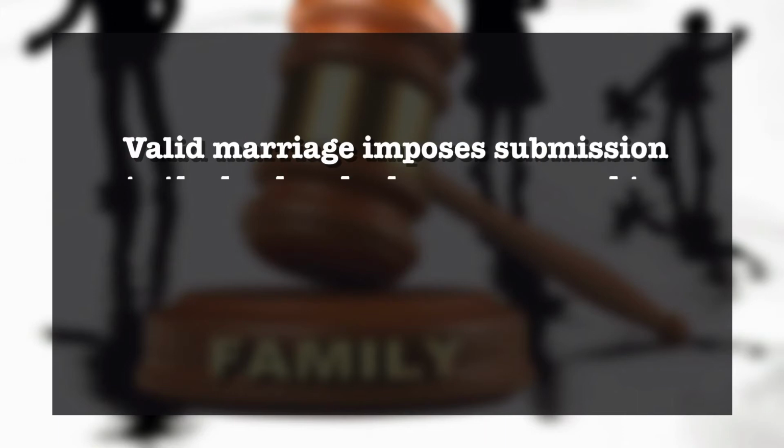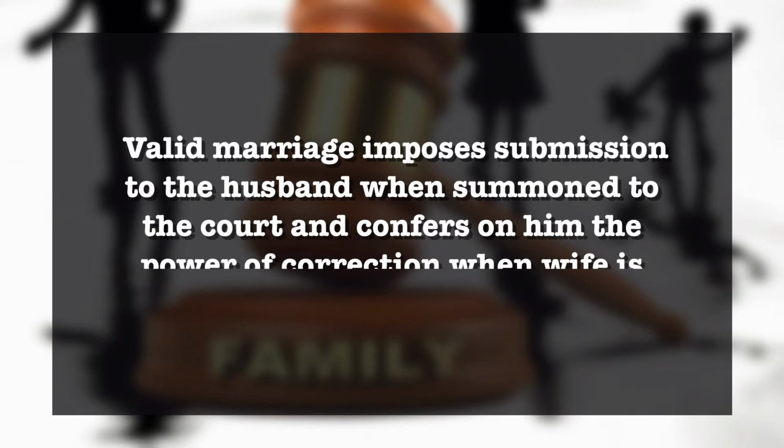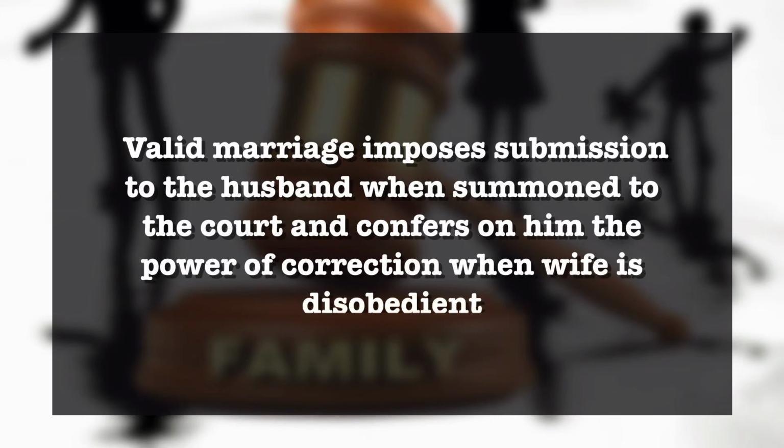On the wife, it imposes submission to the husband when summoned to the court and confers on him the power of correction when she is disobedient. Further, it enjoins upon him associating familiarity with her and kindness and courtesy. It renders unlawful the conjunction of 2 sisters and those who fall under the same category.